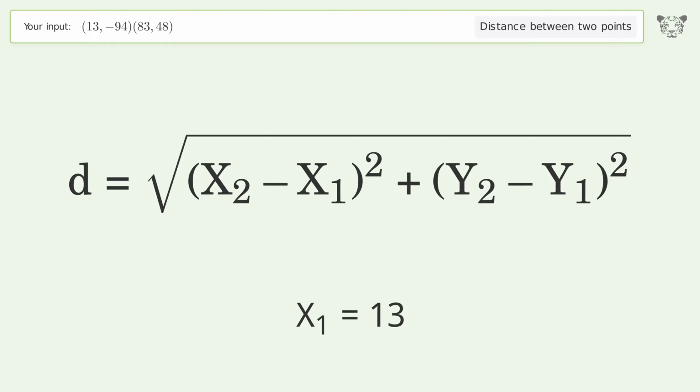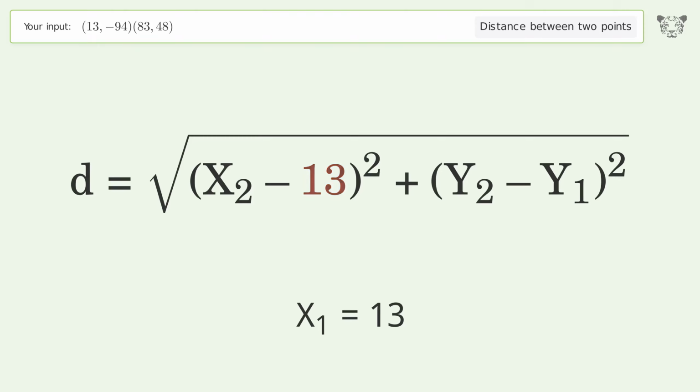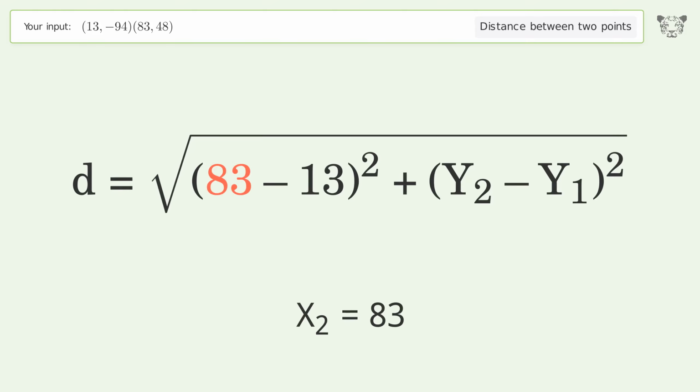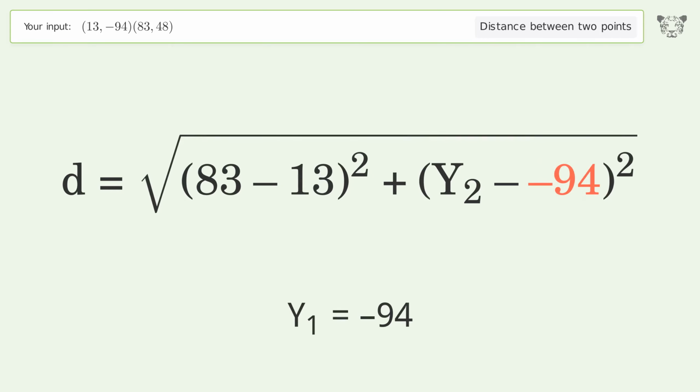x1 equals 13. x2 equals 83. y1 equals -94. y2 equals 48.